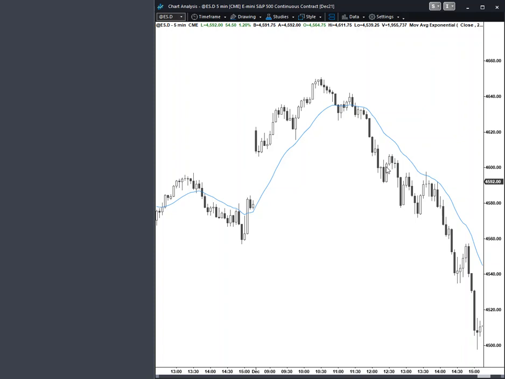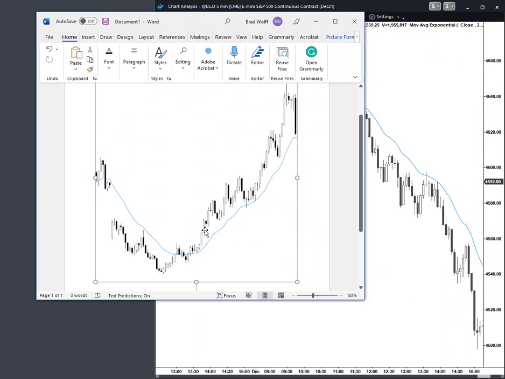Is this reversal up? Sure, but is it a strong reversal? No. And if I compare side by side, here's this bear reversal. It's probably going higher.